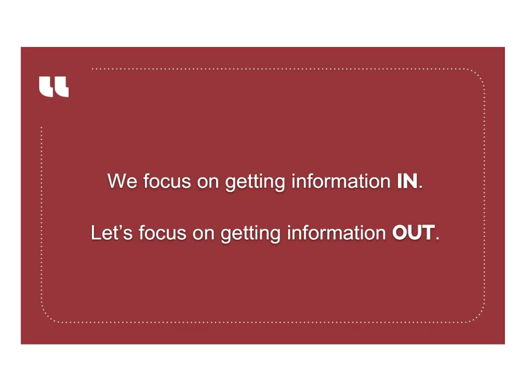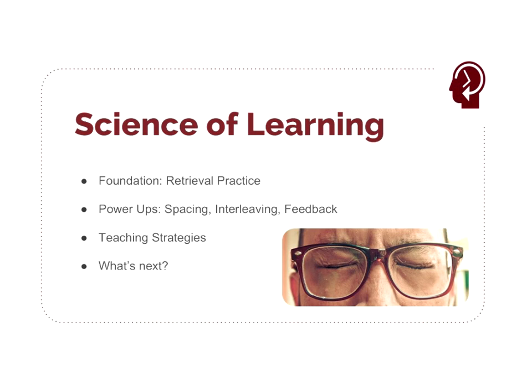And one thing I also like to think about is with this idea of encoding, we're getting information into students' heads. So we're lecturing with students, we're having them read textbooks, we're focused on getting that information in. And what I find fascinating about this area of research in cognitive science is that learning can be so much more effective when we focus on getting information out of our heads. So what I'd like to talk about briefly today is the foundation of what we call retrieval practice in cognitive science, so we'll break that down a little bit, some quick power-ups to retrieval, so how to make it even more effective in our classrooms, some teaching strategies, and then thoughts and reflection time on what we can do next after learning about this research today in the webinar.